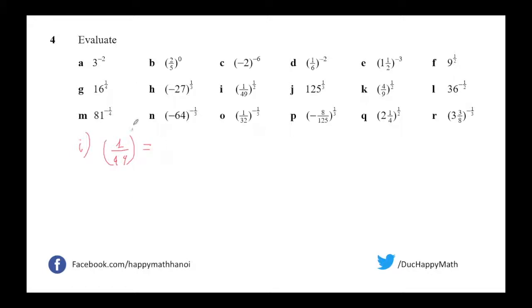It means you will get that in question I, square root of 1 over 49. This means 1 over 7. J, cube root of 125. So which number times itself 3 times will be equal to 125? That is 5.